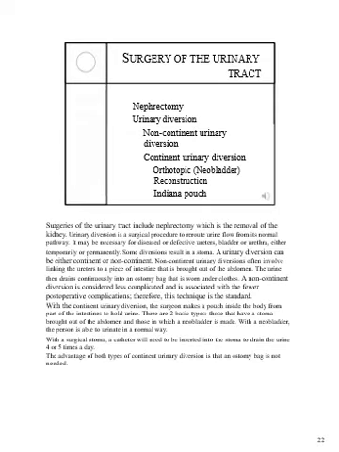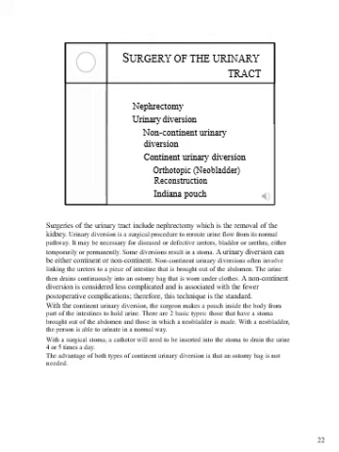Surgeries of the urinary tract include nephrectomy, which is the removal of the kidney. Urinary diversion is a surgical procedure to reroute urine flow from its normal pathway. It may be necessary for diseased or defective ureters, bladder, or urethra, either temporarily or permanently. Some diversions result in a stoma.